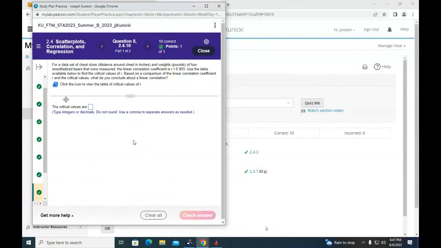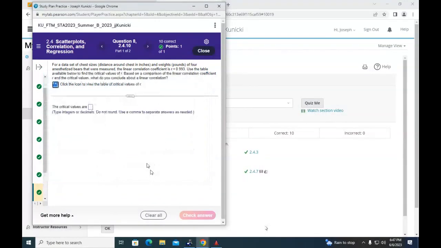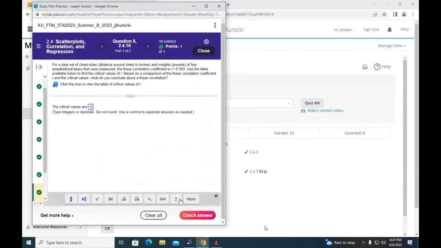Okay, so the critical values is what they want. So N equals four, so it's 0.950 plus or minus 0.950. So you see that because there's only four bears, now it's 0.950 and minus 0.950. It got bigger. This is a small space, but guess where we ended up? 0.993. That's where we're at. We're in the right tail.